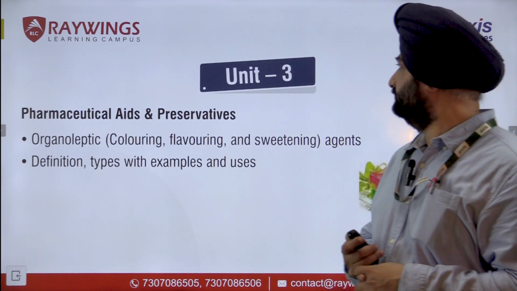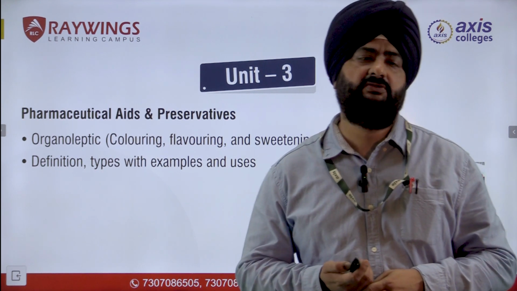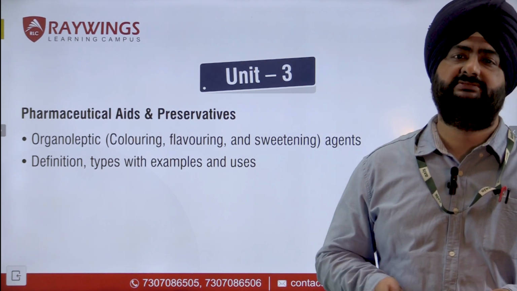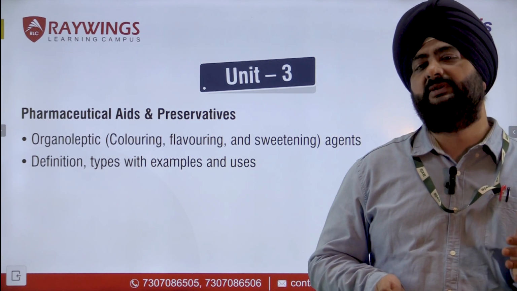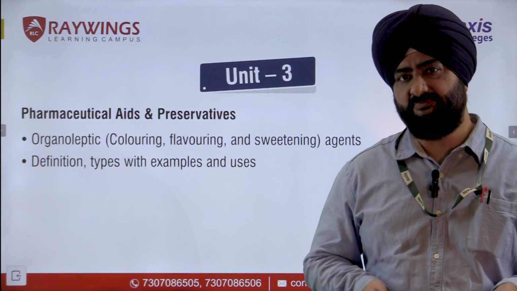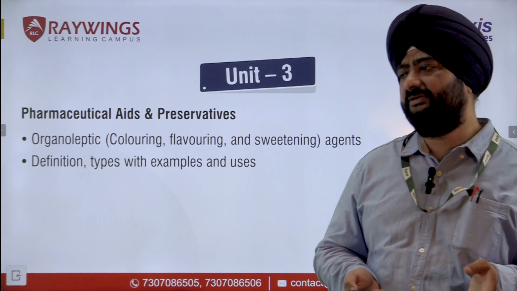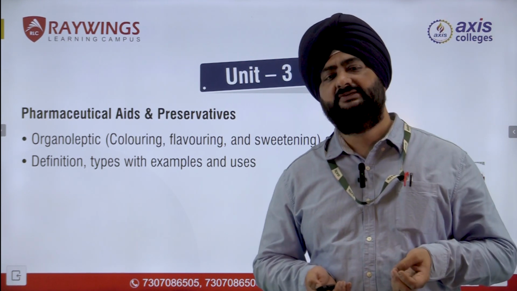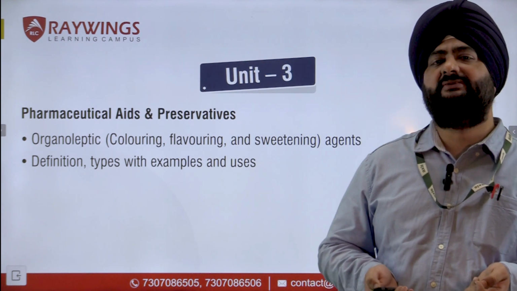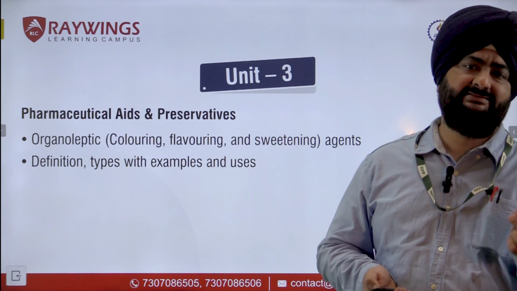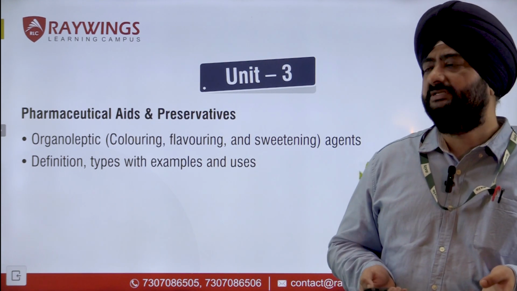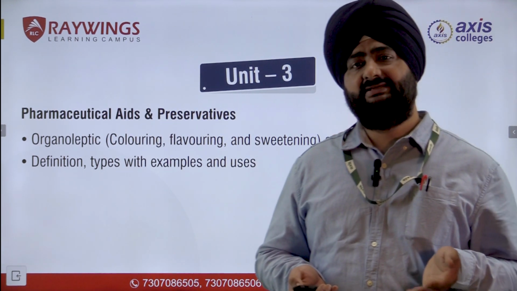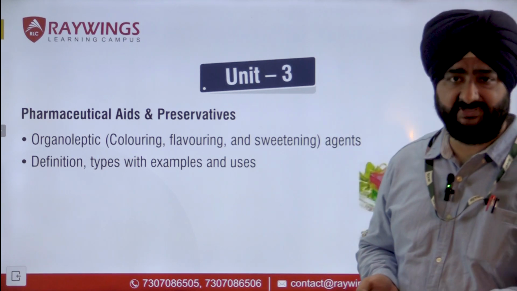Now let's go to unit 3. It covers all the pharmaceutical aids or excipients which we use to formulate any pharmaceutical dosage form, right? In any pharmaceutical dosage form, there are two important things. First is the API, that is the active pharmaceutical ingredient, and second is the excipients or pharmaceutical aids. They are both synonyms. So what are the different pharmaceutical aids? What is the classification of them?